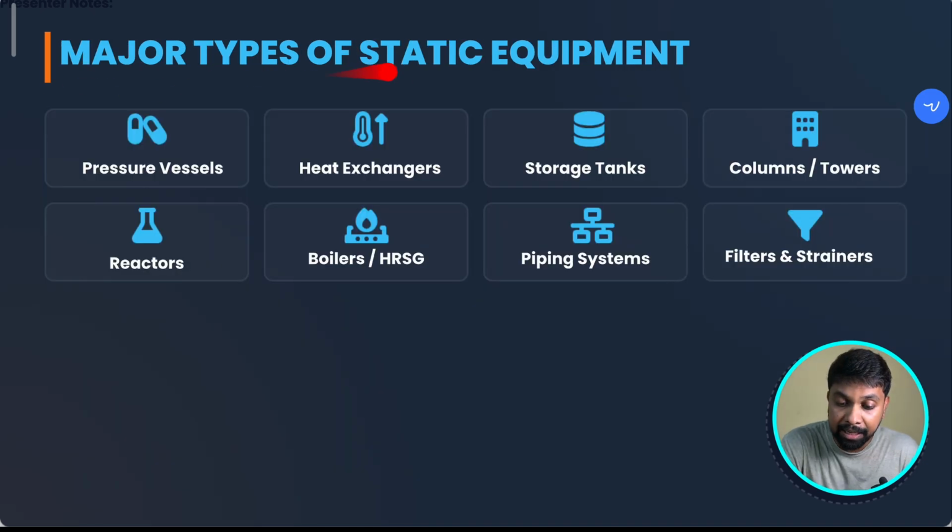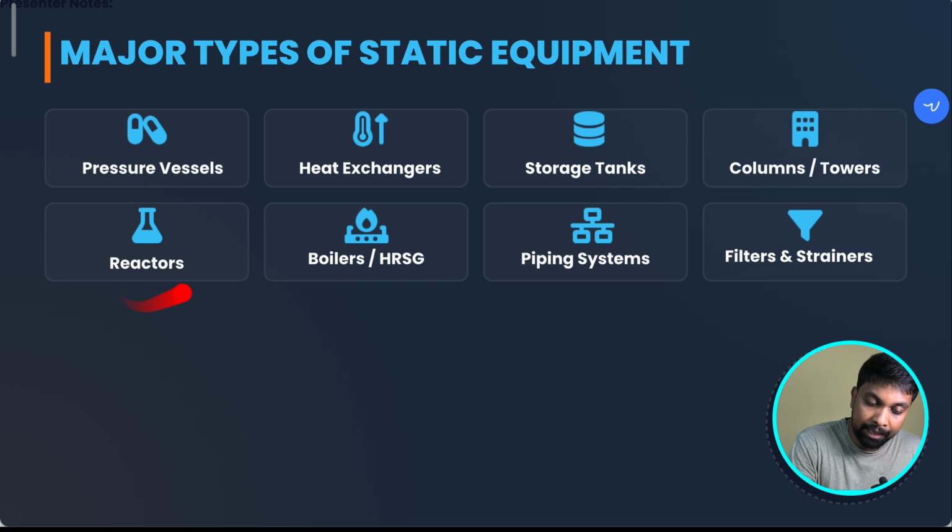And here we see the major types of static equipment. The first one is the pressure vessel, most commonly used in all plants, and the second one is heat exchangers. This is also very common, but not as common as the pressure vessel, yet heat exchangers are also used in most plants. Storage tanks you can also commonly see in process industries, in refineries. Mostly you can see them in refineries and also in power plants. Columns and towers are mostly common in refineries. You can't see these columns and towers in large volume in other industries. Mostly they are common in petrochemical plants and refineries.